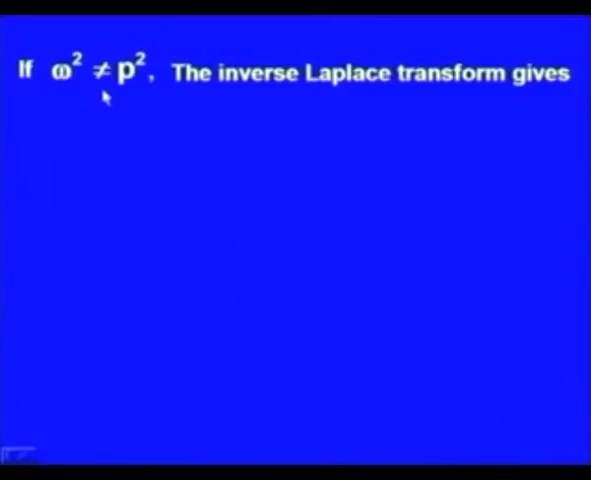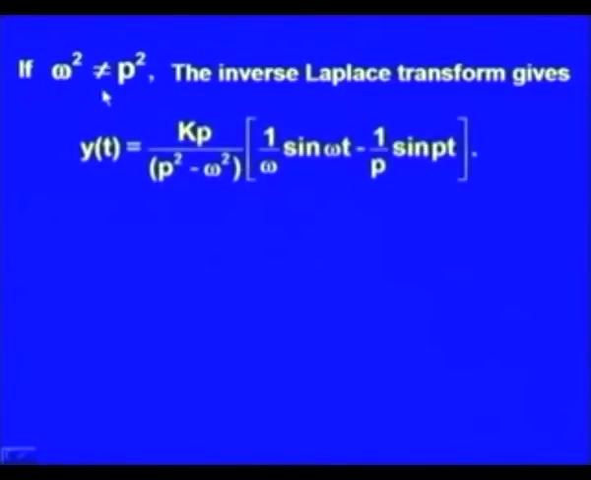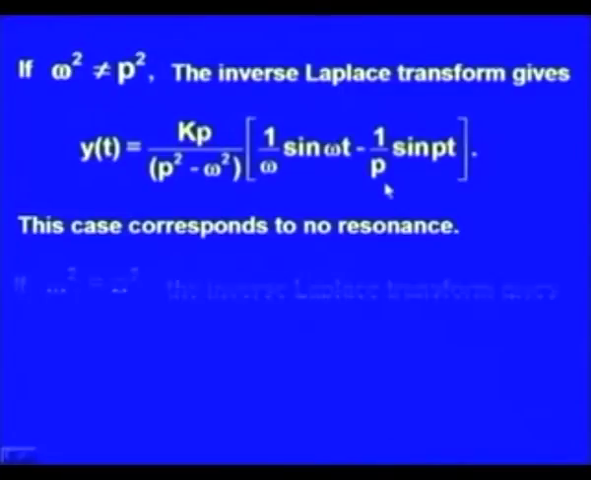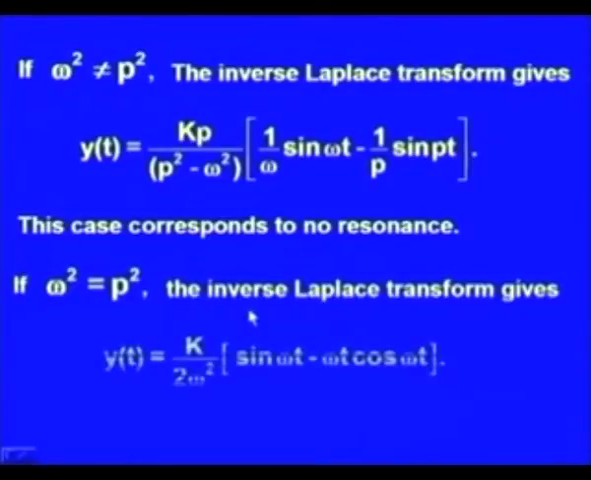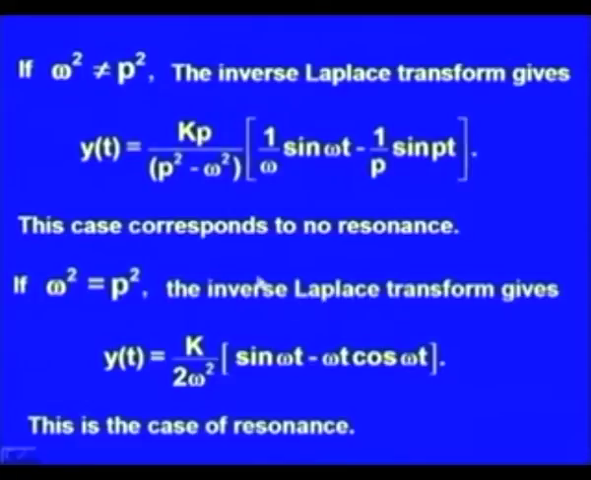One is if omega square is not equal to p square, then when we take the inverse Laplace transform after breaking into partial fractions, we get y t equal to K p over p square minus omega square into sin omega t over omega minus sin p t over p, and this case corresponds to no resonance. If omega square is equal to p square, then the inverse Laplace transform will give us y t equal to K over 2 omega square into sin omega t minus omega t into cos omega t. This is the case of resonance.